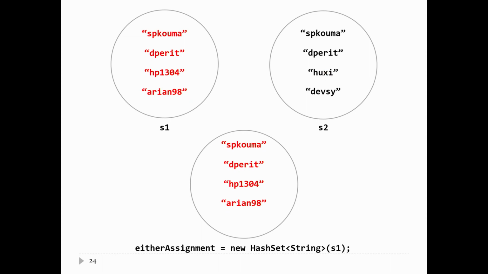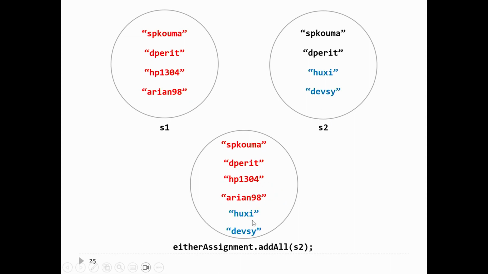Is Who's E in this set? The answer is no. So Who's E gets added here. Is dev C in this set? The answer is no, so they get added here. And so there's your set of names who have completed either assignment.